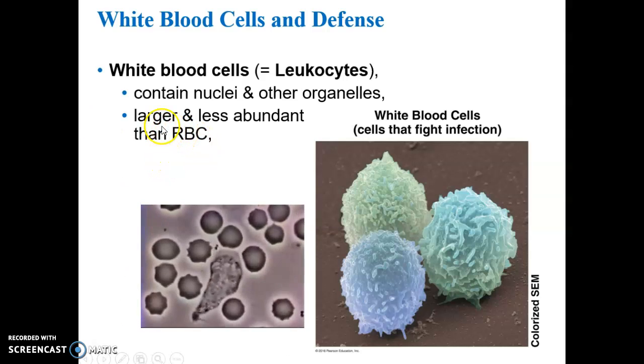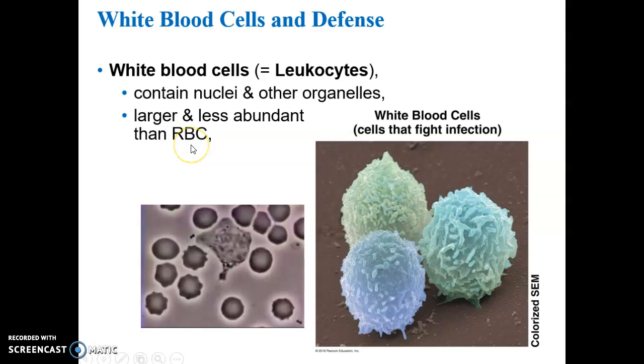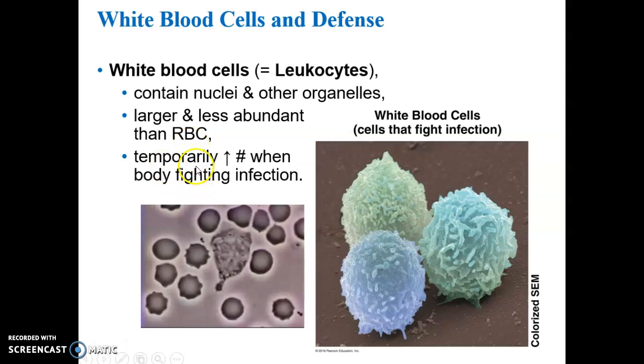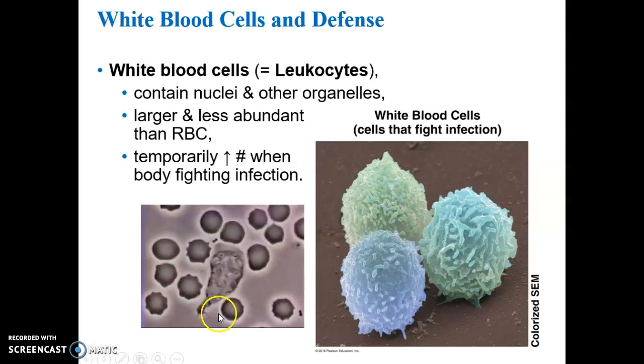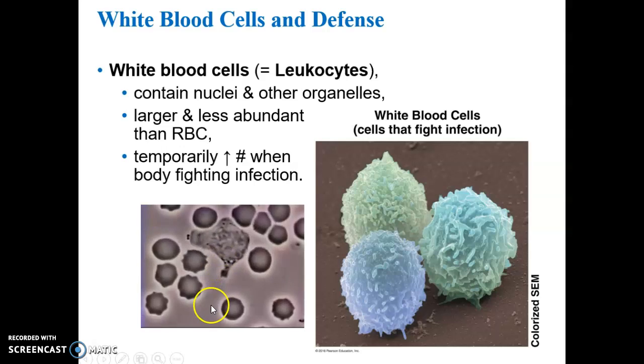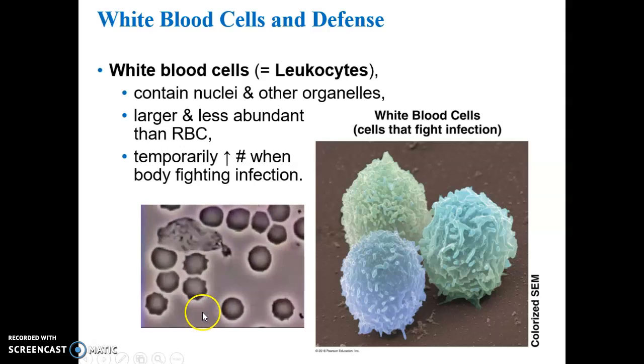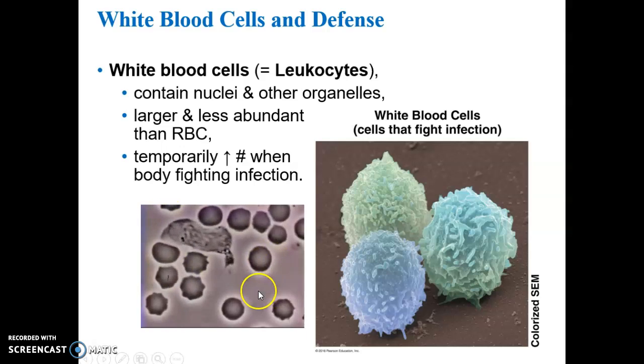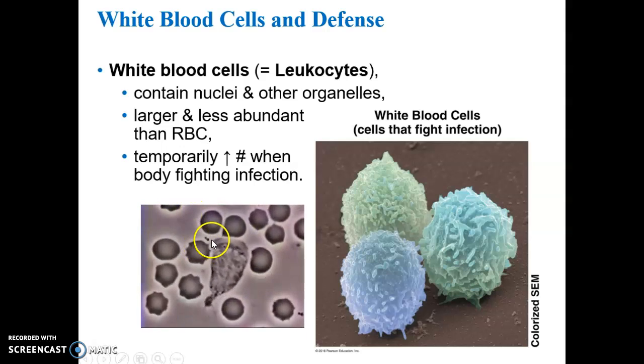They are larger, but less abundant than the red blood cells. However, due to infections, they can temporarily increase their numbers significantly when the body is fighting an infection. So here's an interesting little video of a white blood cell migrating through the blood and tracking down a bacterial cell to ingest it and destroy it through phagocytosis.